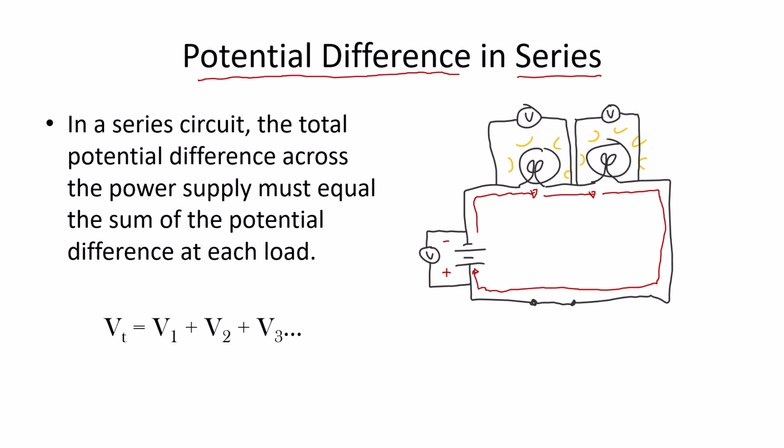So the total difference in energy at this power supply, or the total, as it's often shown, will be the sum of the potential difference at each of the loads that are in that pathway. So if this is V1 and this is V2, then the total voltage is going to equal the sum of the voltages in the pathway. And if there are more loads, you would just add more to this series, and you can just add them up.